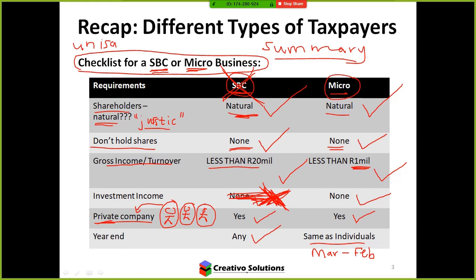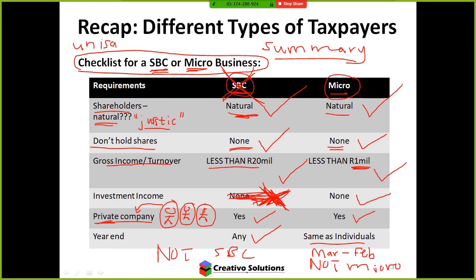Yes. Okay, so it's very important that you remember this table. This table I use always, when there's a theory question regarding SBC or micro. You literally just need to remember this checklist and you just go down the list. Yes or no, yes or no, yes or no, yes or no. If you get a no, then the answer is obviously not SBC or not micro.